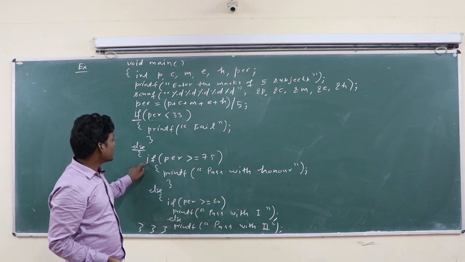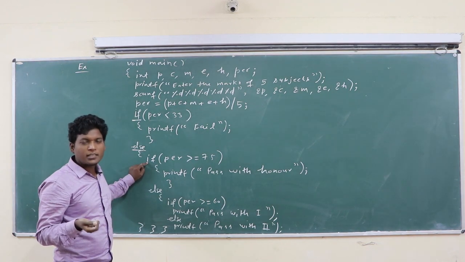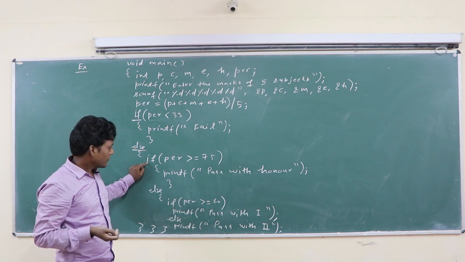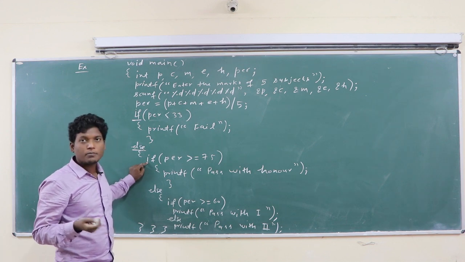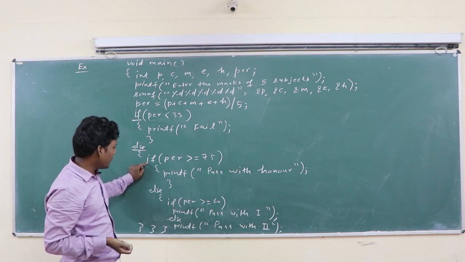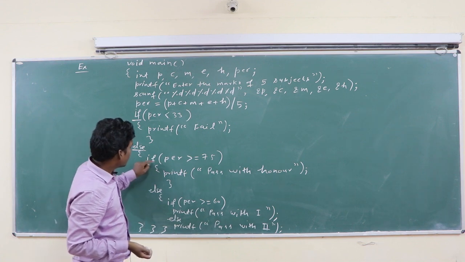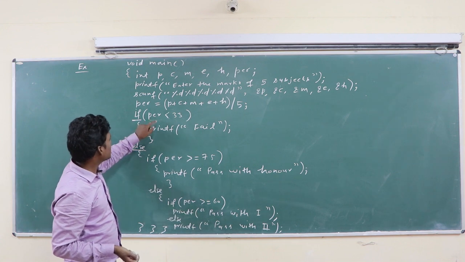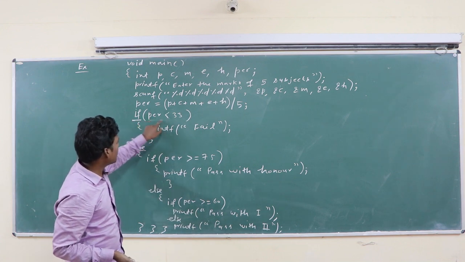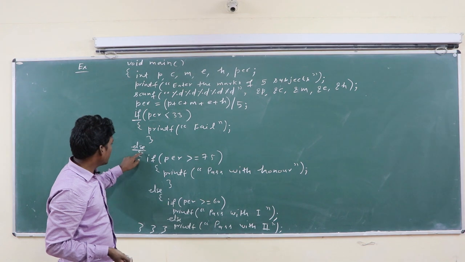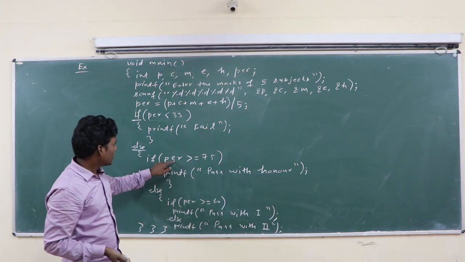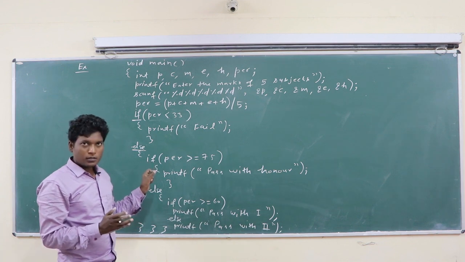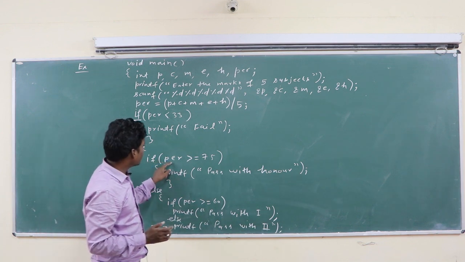Now, percentage may be greater than 75%, greater than 60%, or 50%. In that scenario, we have to check what is the grade of the student. Suppose the percentage condition is fail. In that scenario, we have to check in what category the student secures the grade.